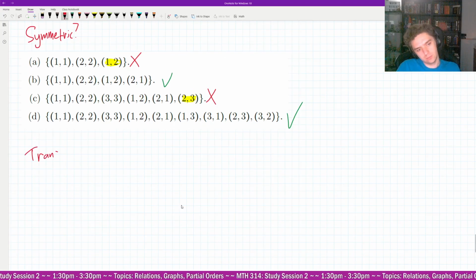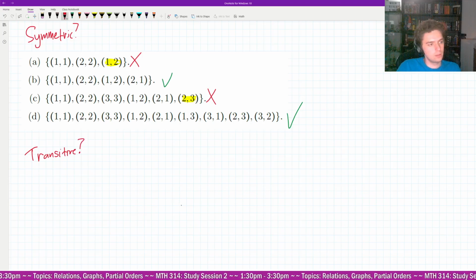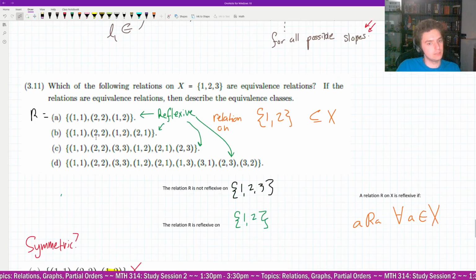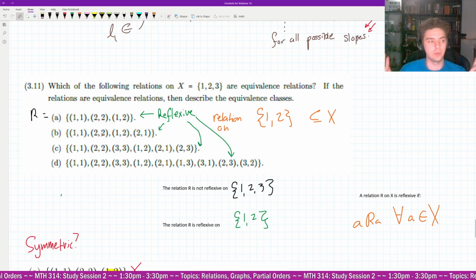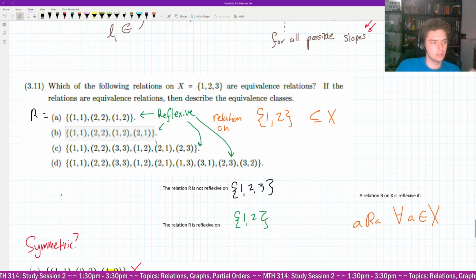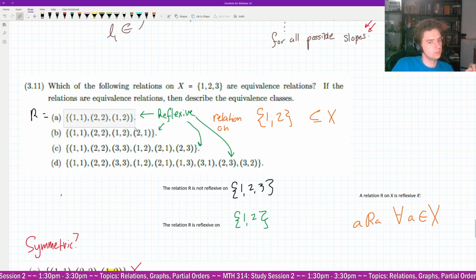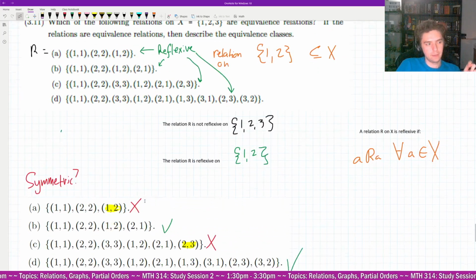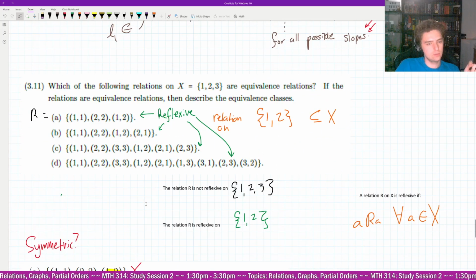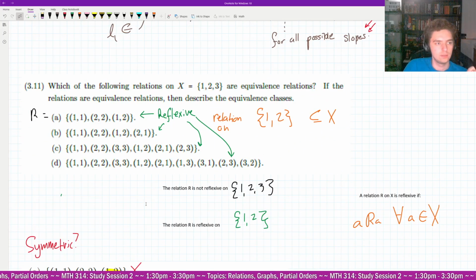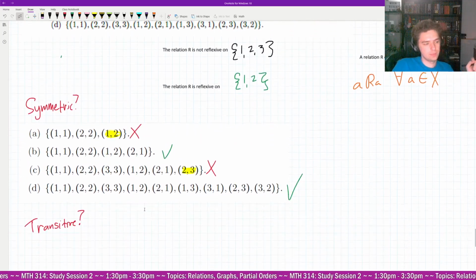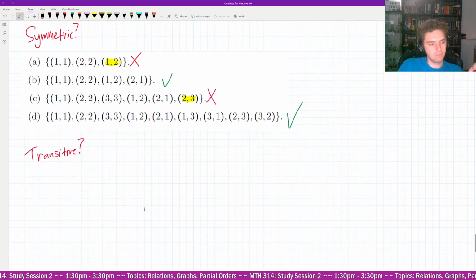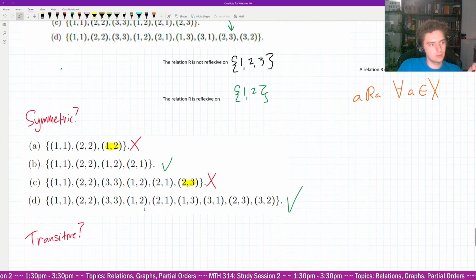So transitive. But B was reflexive. Yeah, B is reflexive, right? Because it has 1, 1, 2, 2, and we don't care about 3, 3 because 3 is not mentioned anywhere here, for the same reason that this is reflexive. Make sense?